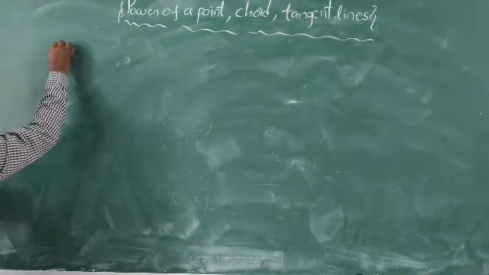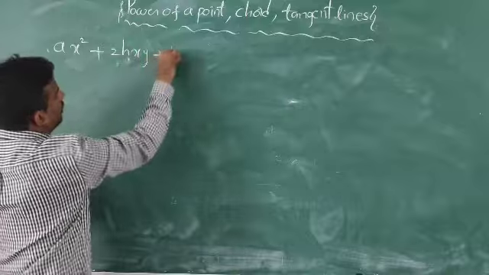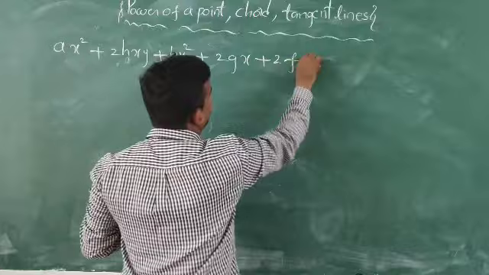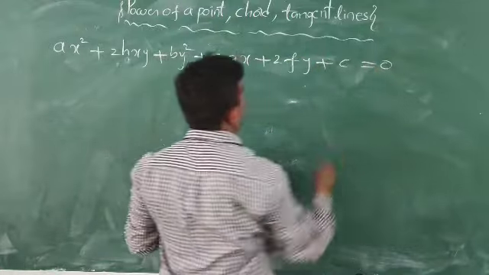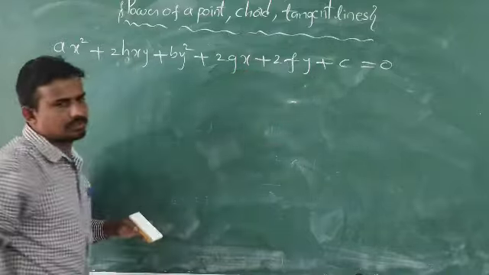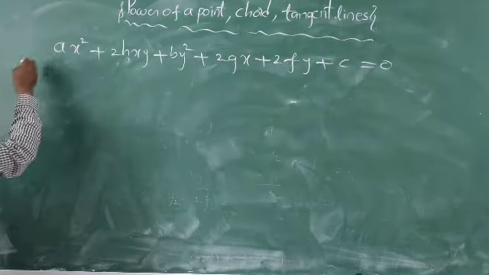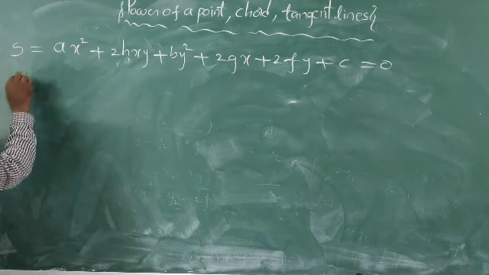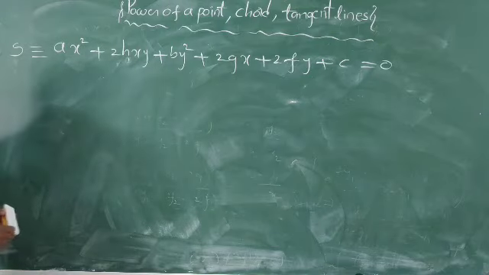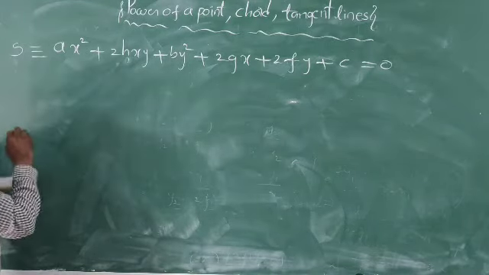Usually we have an equation ax square plus 2hxy plus by square plus 2gx plus 2fy plus c equal to 0. It is an equation, and these are the terms. If we denote the entire equation with the notation S, what is the meaning of S1?